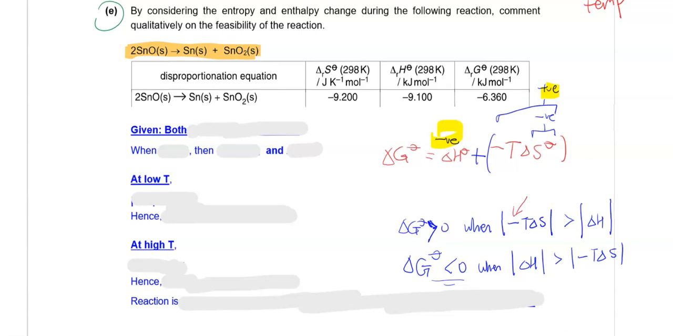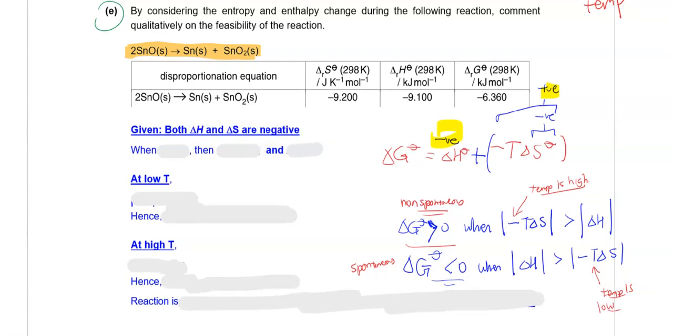When your temperature is, how do you have a higher magnitude? When the temperature is high. On the other hand, we want the magnitude of negative T delta S to be small, so when temperature is low. So delta G more than 0 is going to be non-spontaneous, which means the reaction will be non-spontaneous when temperature is high, and the reaction will be spontaneous when temperature is low. And that's what we're going to write in our answer here.